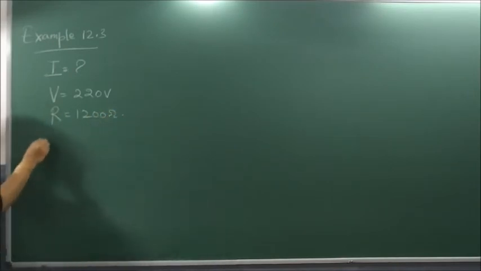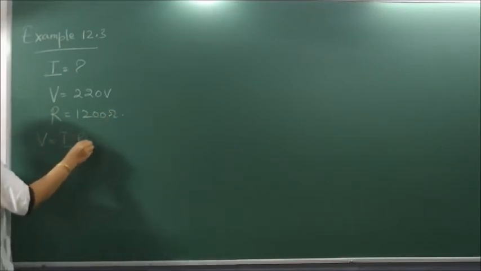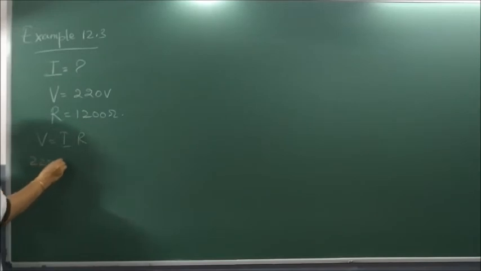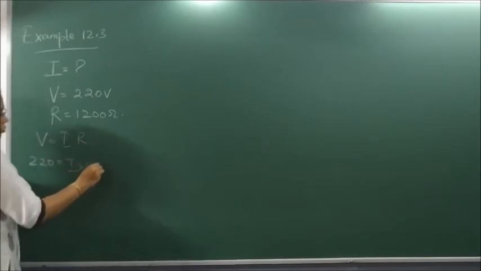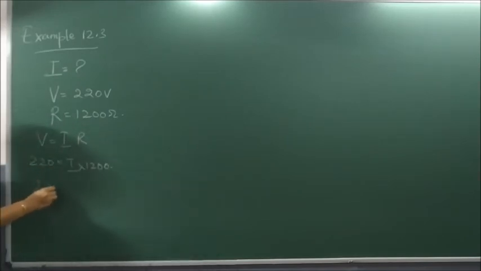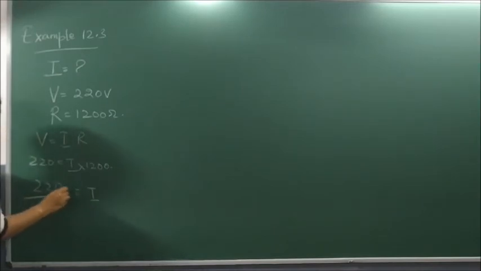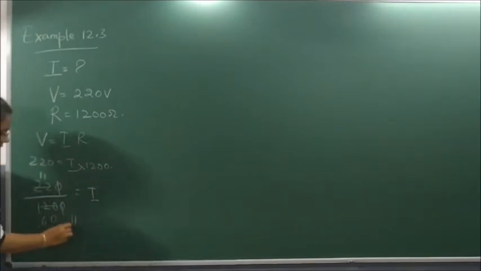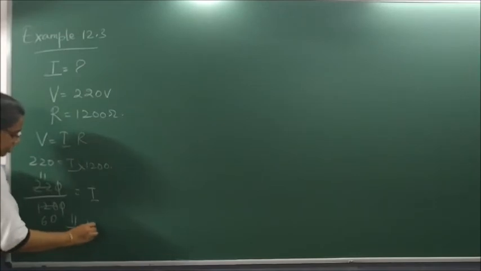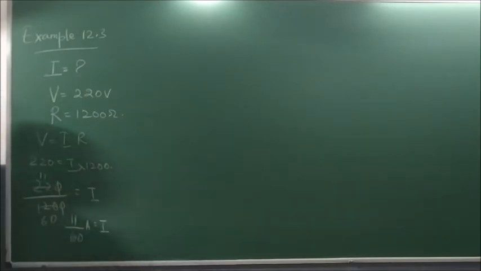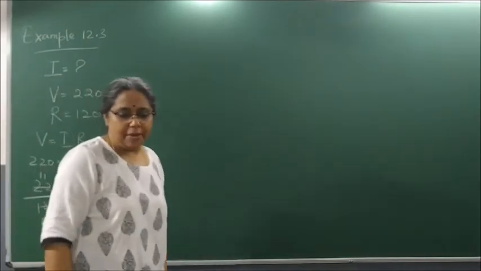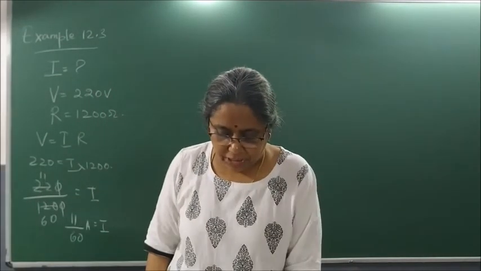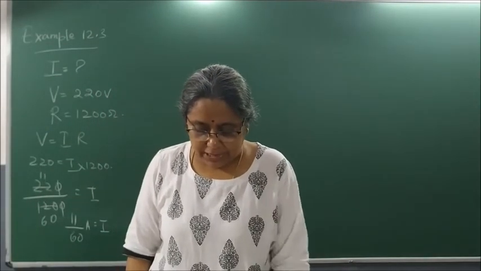Which formula should I use? V is equal to IR. 220 is equal to I into 1200. 220 by 1200 is equal to I. Cancel. 11 twos are 22, 6 twos are 12. 11 by 60 is your ampere. So I is equal to 11 by 60 ampere.